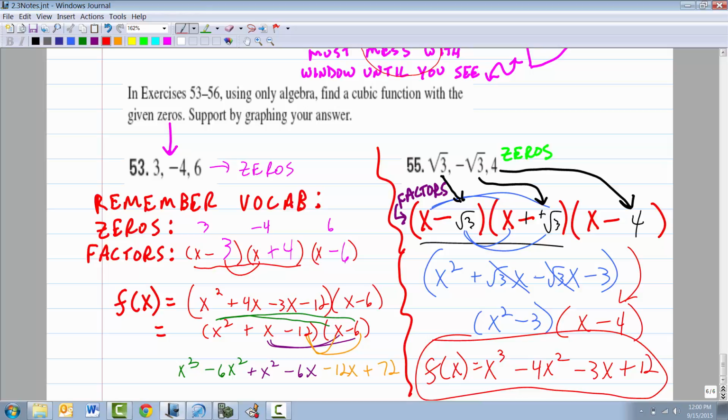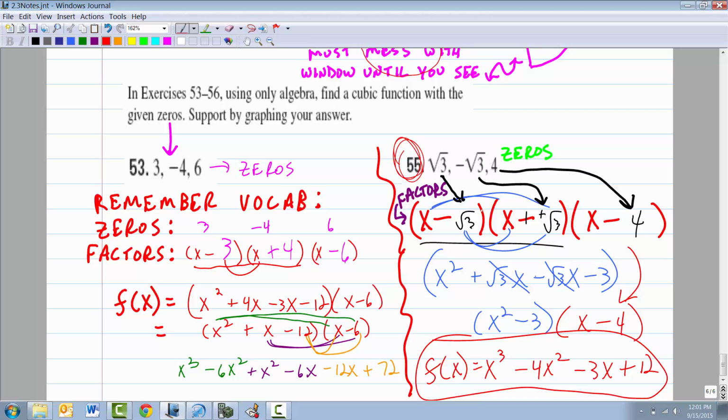All that you have to do is FOIL. Just take a look at this number 55 real quick. Notice who I FOIL first because it's smart. If root 3 is a 0, then x minus root 3 is a factor. If negative root 3, then it's x minus a negative root 3. What you should do is FOIL the root factors. Because what happens to the roots? The middle term cancels. And then you actually end up with something very easy to multiply out.